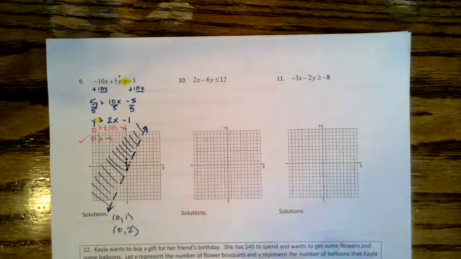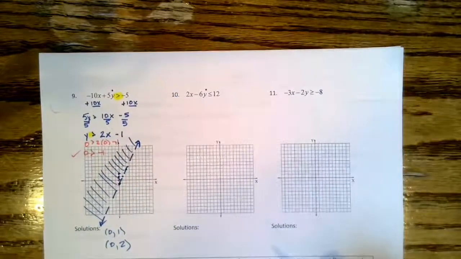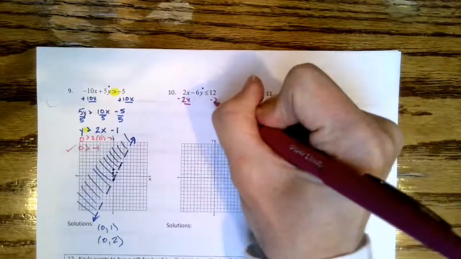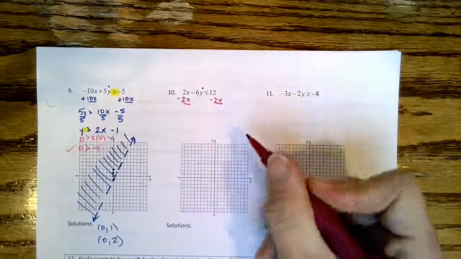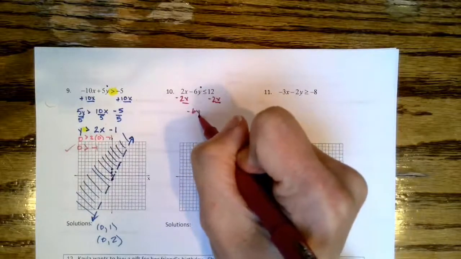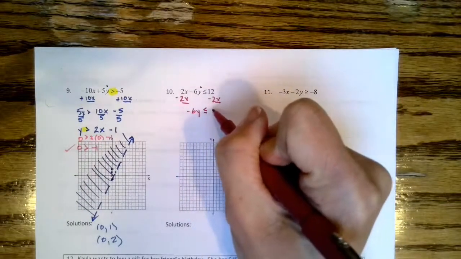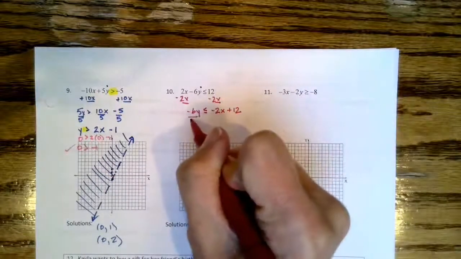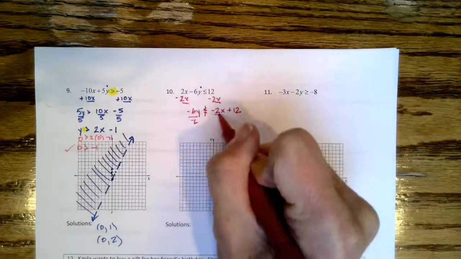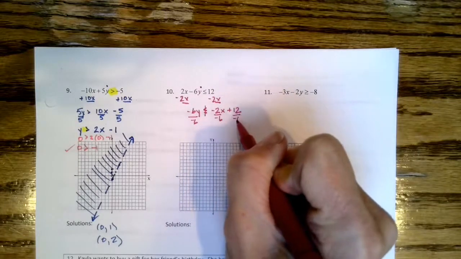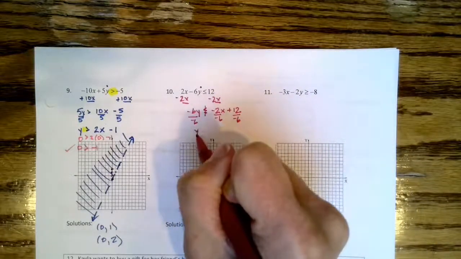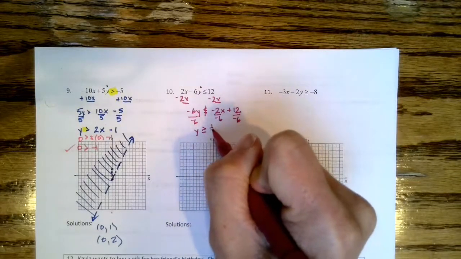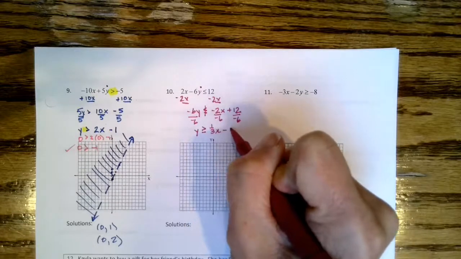All right, solve for y. I'm going to subtract 2x, subtract 2x. So then I'm going to have -6y is smaller than or equal to -2x plus 12. I'm going to divide by -6, which is going to switch my sign. So positive y is greater than or equal to 1/3 x minus 2.